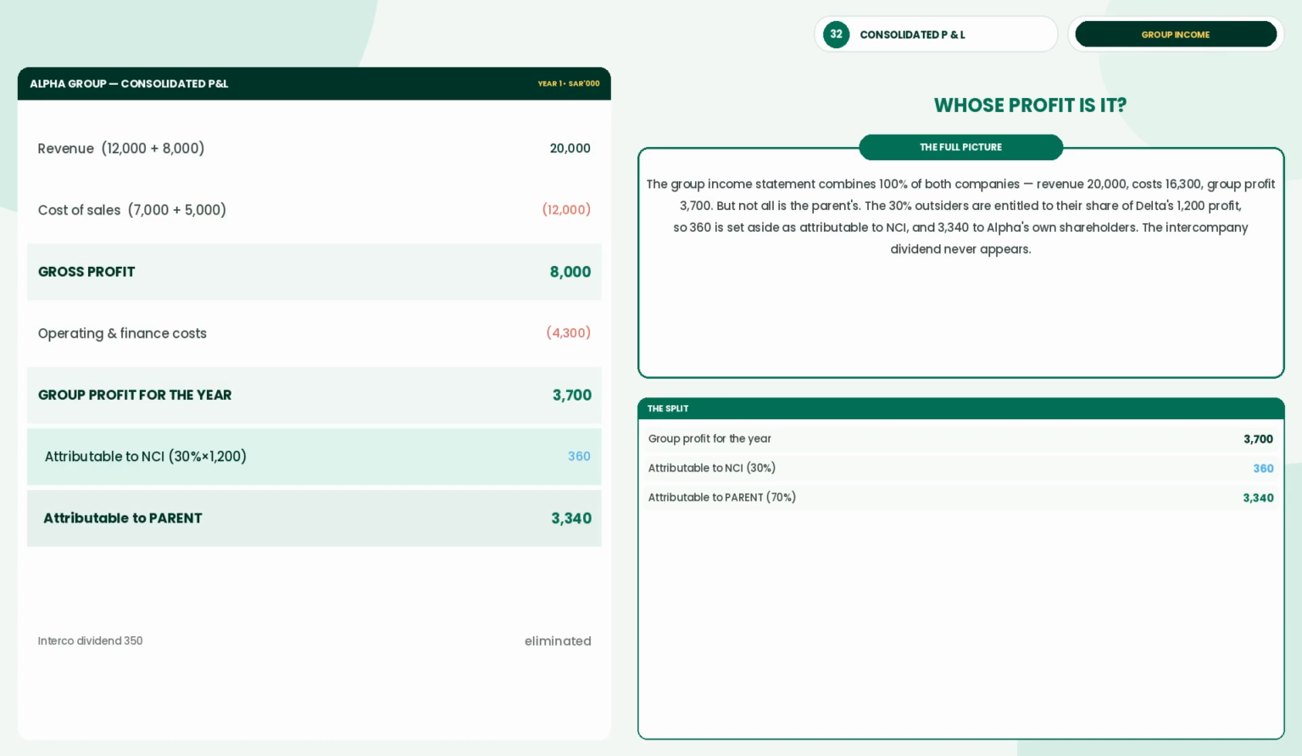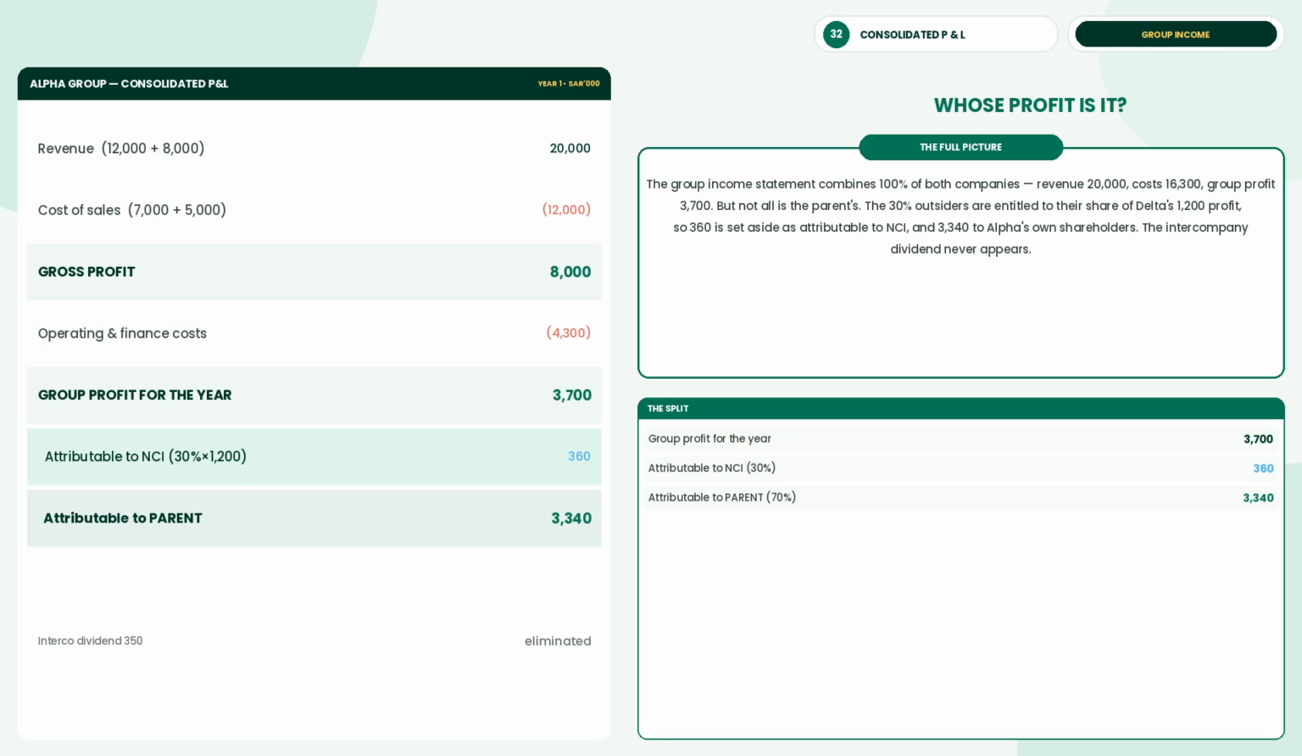The consolidated income statement also uses 100% of both companies. Revenue is $20 million, cost of sales $12 million, gross profit $8 million, and group profit $3,700,000 before any further illustrated adjustments. Then attribute $360,000 to NCI and $3,340,000 to the parent's shareholders. The question is not whether Delta's profit is included. It is included fully, ownership determines only the attribution.